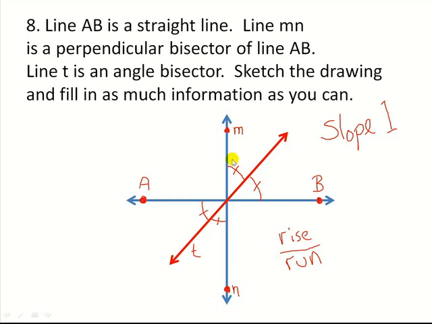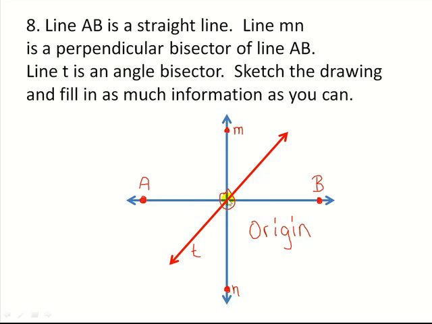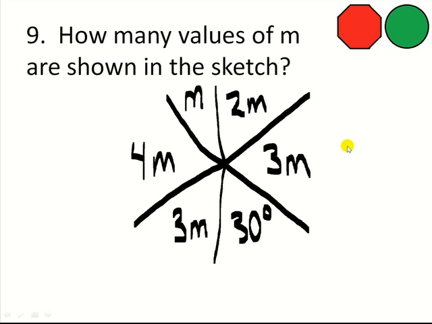We know that this angle is congruent with this angle, which is congruent with this angle, which is congruent with this angle. We know that the slope here then is rise over run, 1 over 1, and so our slope is a positive 1. We know that this is the origin, and if this is a positive 1, a line perpendicular to that slope would be a negative 1. Doesn't matter where we put it either. Another perpendicular slope would be a negative 1. All right, how many values of M are shown in the sketch?